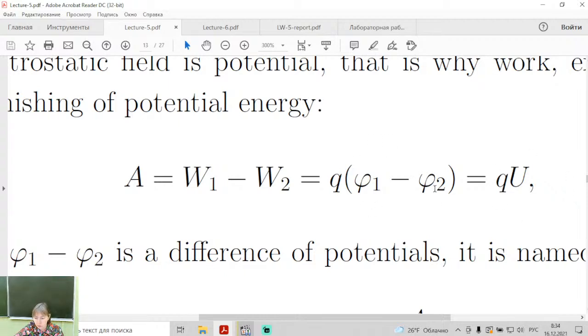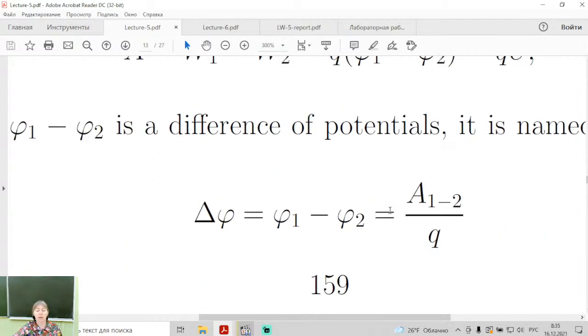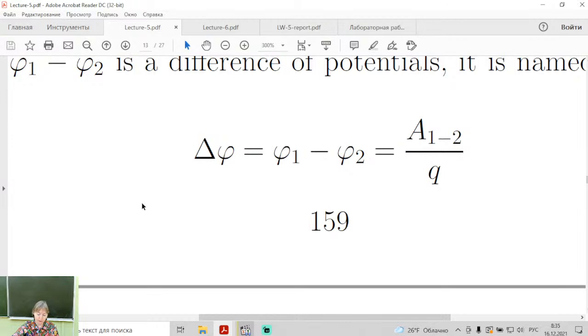Where U is a potential difference. It's a difference of potential. It's also named tension or voltage. The potential difference is equal to work, the work done when a unit electric charge is moved between two points having different electric potential.